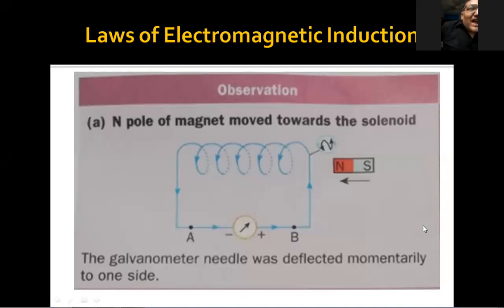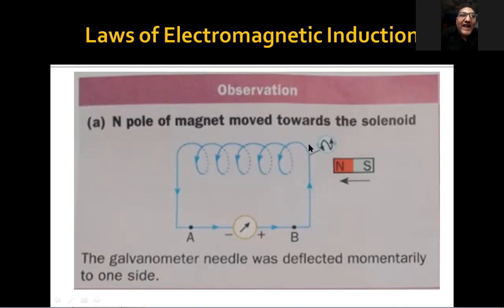Okay, so I was telling you that the north pole of this permanent magnet is moving towards the left. It's approaching the right side of this solenoid, and the galvanometer shows deflection to the right, and it shows that the current is flowing from A to B. Due to this induced current, an electromagnet is formed on the solenoid, and that electromagnet will have a north pole on this right side.